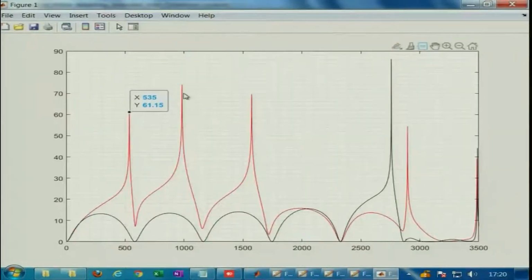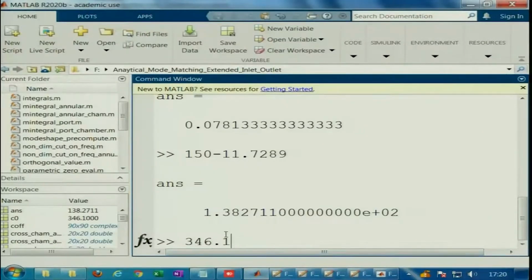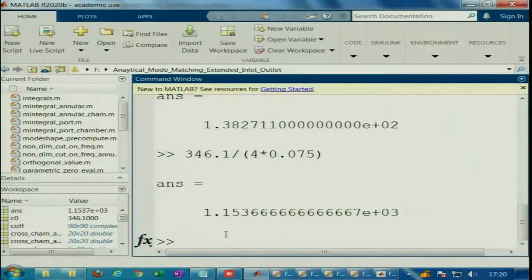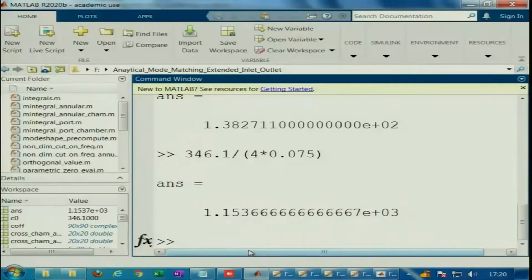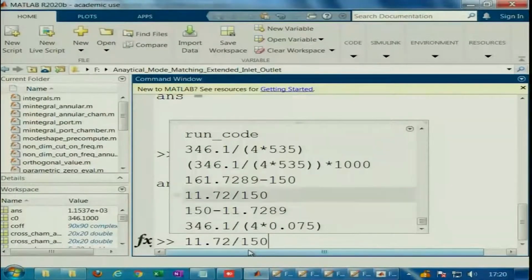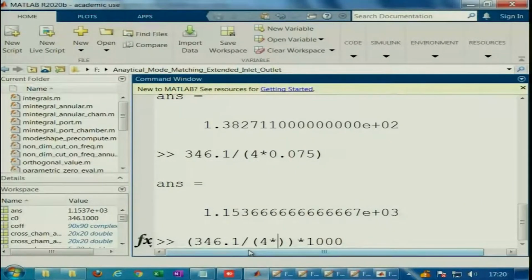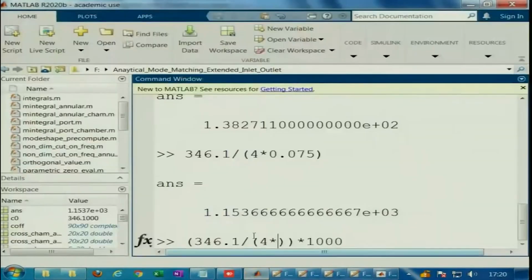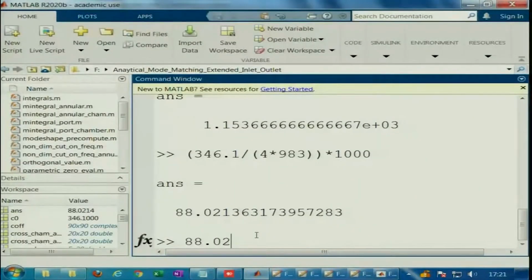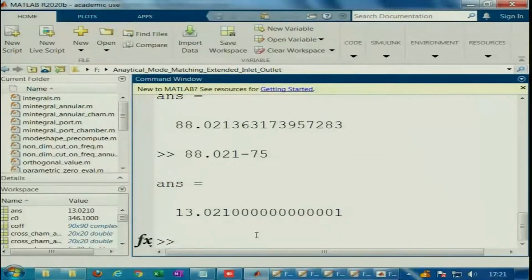Now, what happens to the peak due to the extension at the outlet? This is 983. It should really have happened at 346.1 divided by 4 into 0.075, since 75 mm was the length. It should have happened at 1153.6 hertz, which is basically your trough frequency roughly. It did not happen, it happened much before. So, what is the effective length of this resonator at the outlet? We got 983, so 88.021 minus 75. We get a slightly larger extension length, 13.